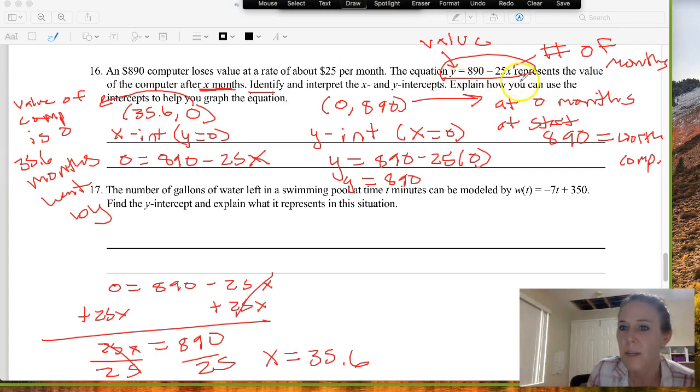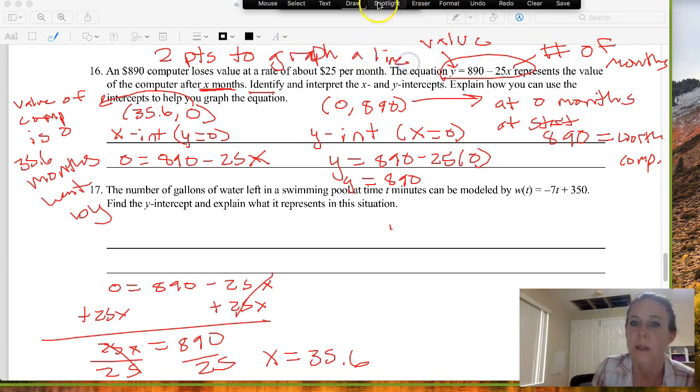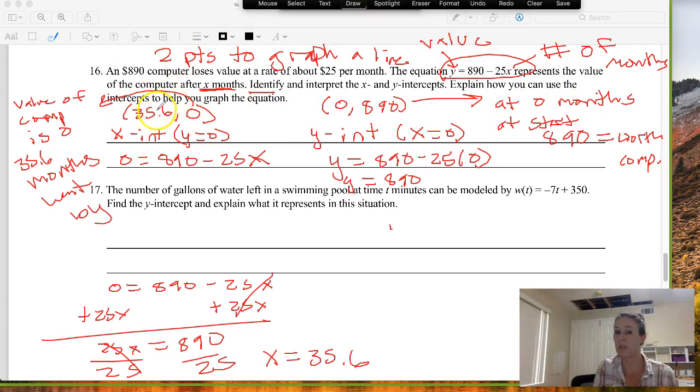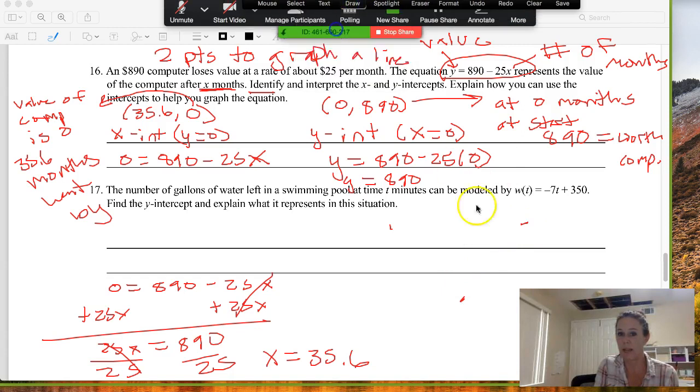Now the last thing asks, explain how you can use the intercepts to help you graph the equation. Well, you only need 2 points to graph. So I would say this: you only need 2 points to graph a line. You don't have to graph it. It just says, explain how you can use intercepts to help you graph. Intercepts are points. This is 35.6, 0 and this is 0, 890. I only need 2 points to graph a line. 2 points make a line. Any 2 points, you connect them and you have a line. That's all you need.